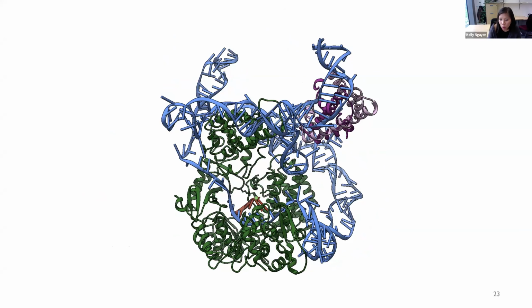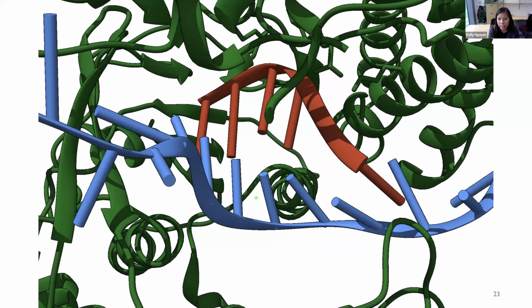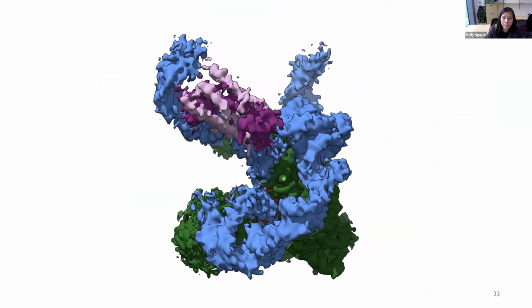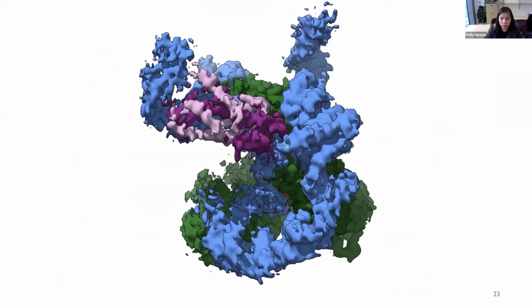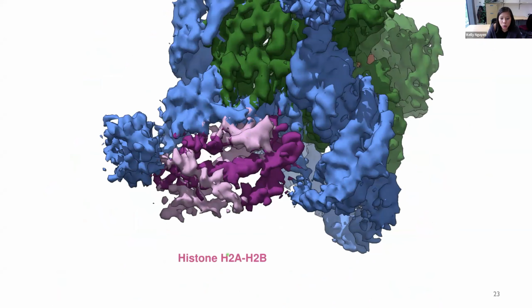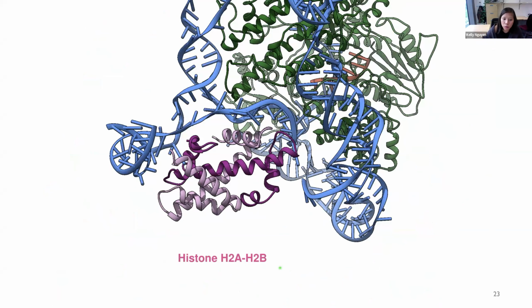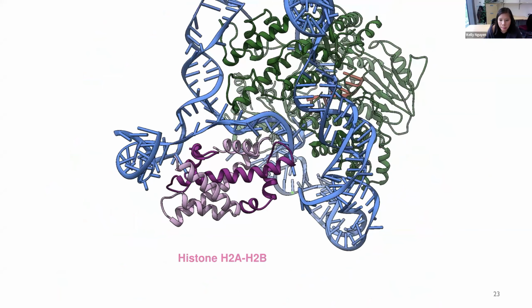So because we can model the entire atomic model for this, we can actually see how the DNA interacts with telomerase in the active site. And also by solving the structure, we discovered new subunits, which in this case are histone H2A and H2B. I'm going to touch a little bit on that after the movie. So you can see there's a pair of histones.